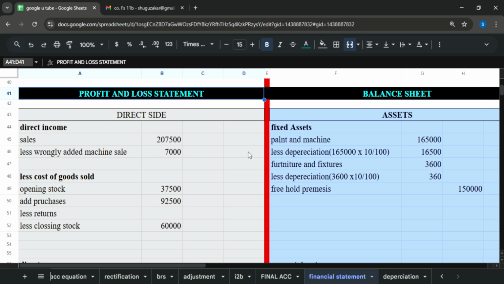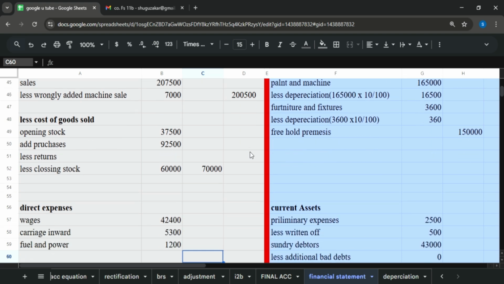The very first thing, we will see net sales. For that, sales less wrongly included. The amount of sales is now ready. Now we will see the cost of goods sold statement. We have opening stock, add purchases, less closing stock. Cost of goods sold is ready. After that, we have 3 direct expenses. Just take them.